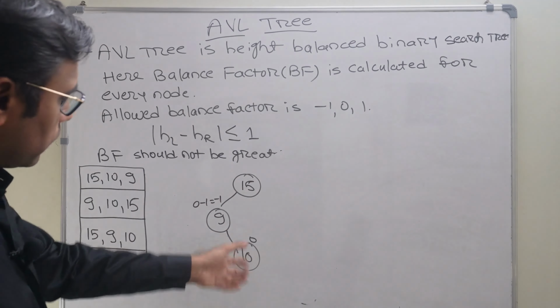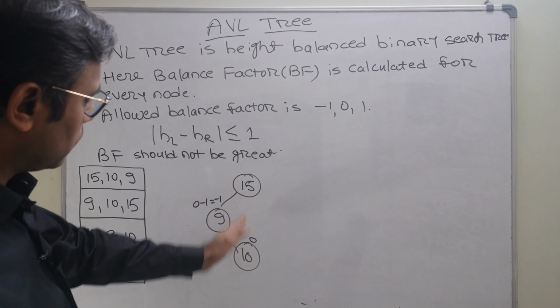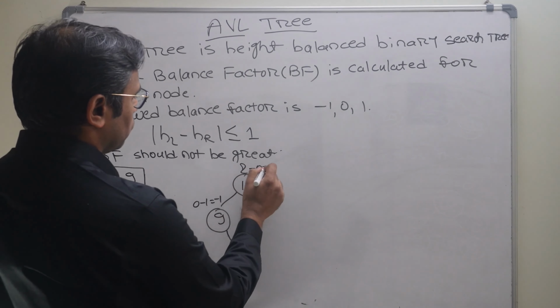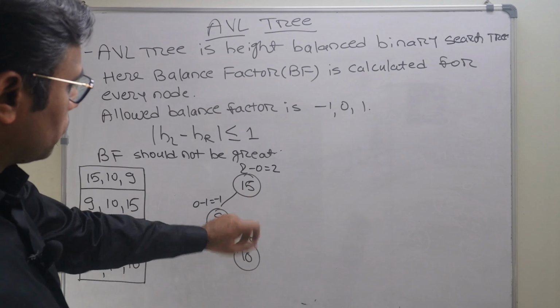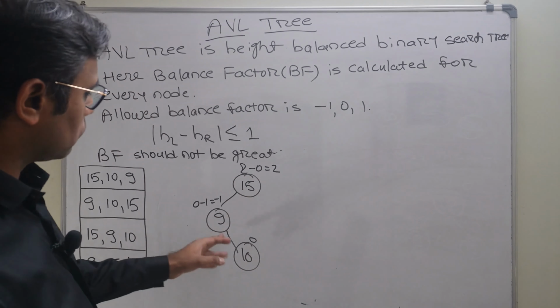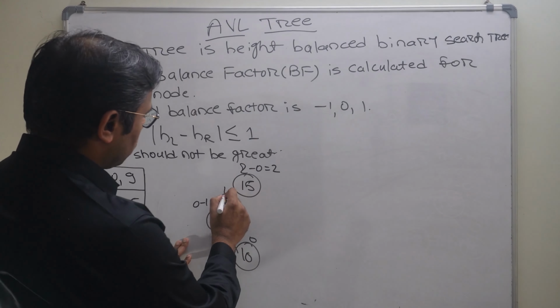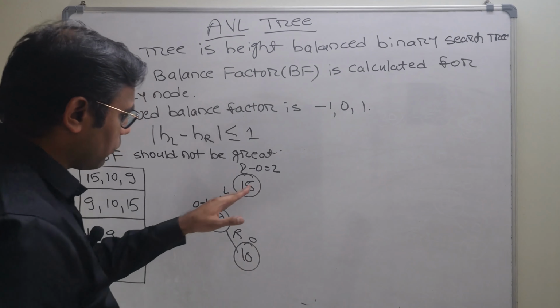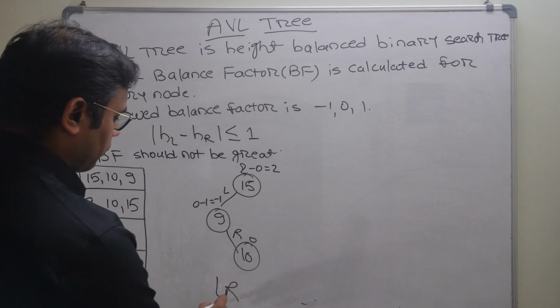we have to calculate the height from the left part. Again on the left part it is 2. So 2 minus 0 is 2. So again 15 is imbalanced. If you look here, there is one left and one right. So the tree is imbalanced on one left, one right. This type is called LR rotation.